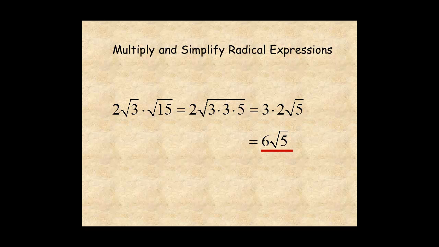Notice when you combine the product of the radicals, you don't have to multiply 3 times 15 equals 45. Just combine the factors of 3 and 15.